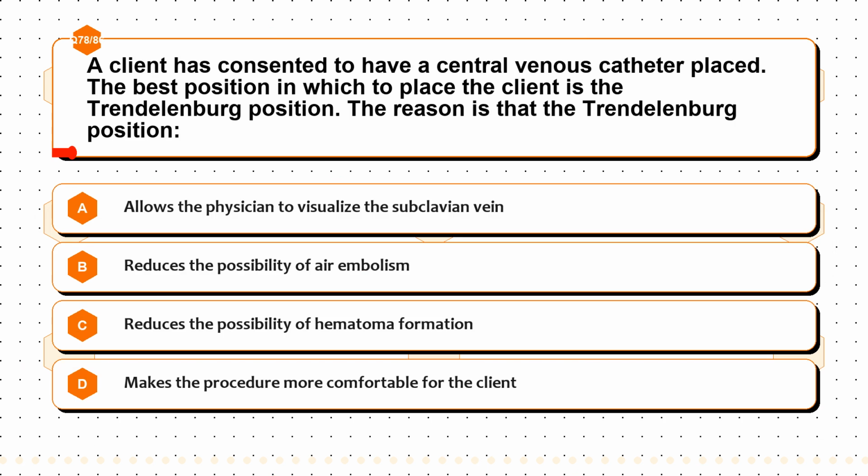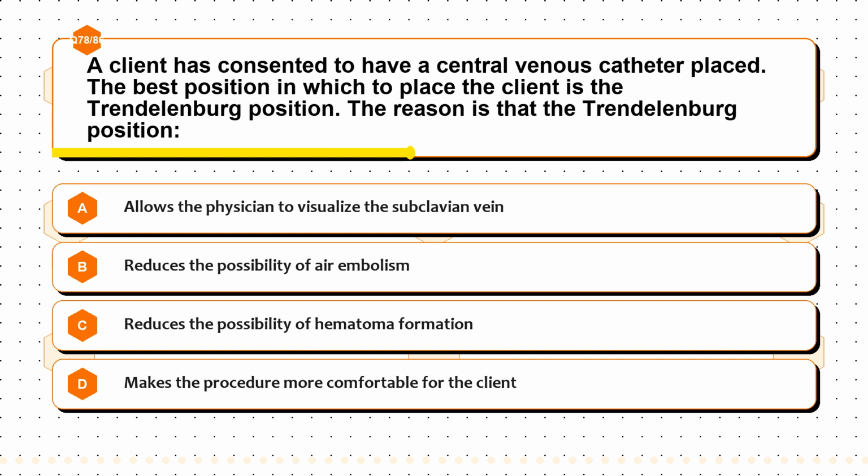Question 78. A client has consented to have a central venous catheter placed. The best position in which to place the client is the Trendelenburg position. The reason is that the Trendelenburg position, here are the options.